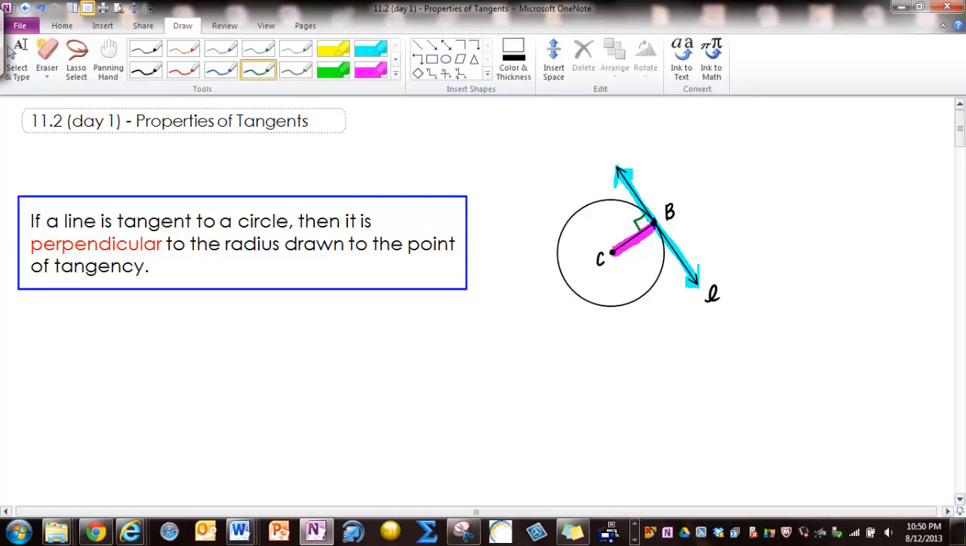Now this is going to be used later on in problems that look like this. We're going to be using the Pythagorean theorem to solve for different sides of this right triangle.